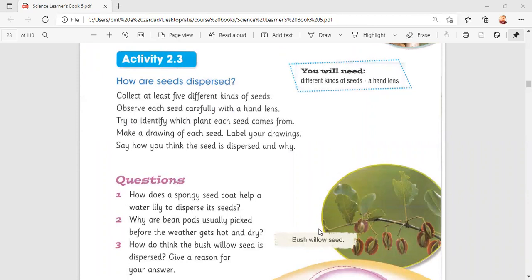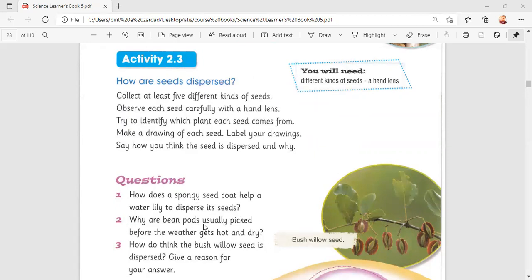Question number one: How does a spongy seed coat help a water lily to disperse its seed? Obviously by water. The spongy seed coat has air spaces that trap the air and help the seed to float. With the help of air, the seeds float on the water and move away from their parent plant.